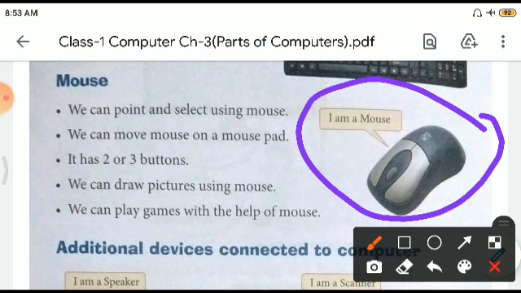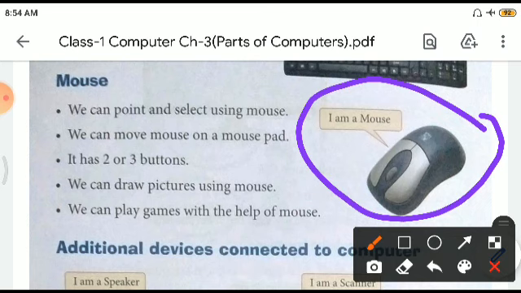So once again I'm going through. We can point and select using mouse. We can move mouse on a mouse pad. It is a small hard pad over which mouse is kept. It has two or three buttons. We can draw pictures using mouse. We can play games with the help of mouse by clicking it.